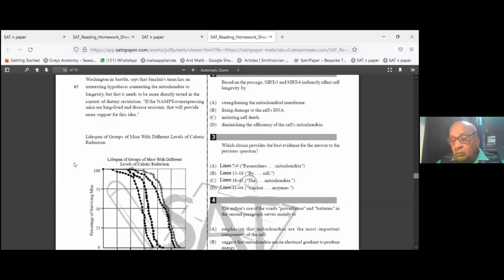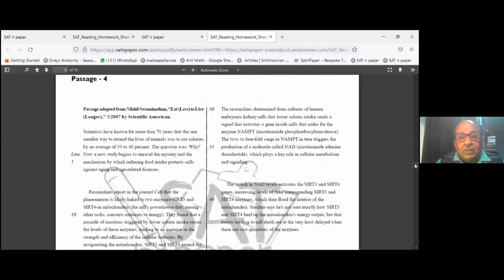So if I need to find the main idea, I'll find it from the introduction and the conclusion. And one more thing which helps me is this. Look at this: Eat Less to Live Longer. Look at this fellow on top. He writes at the top of the passage, in the blurb, that the passage is adapted from Nikhil Swaminathan, Eat Less to Live Longer. If I am told to make a blurb for my lecture, I'll make a blurb: lecture by Anil Mallik on how to familiarize kids with the SAT reading. So the blurb also helps.